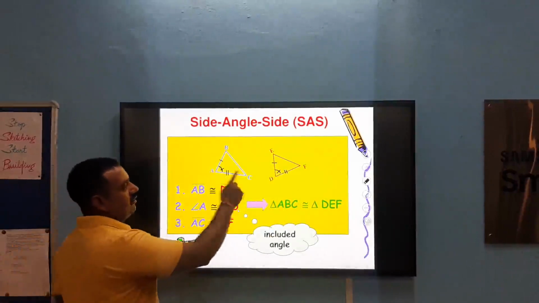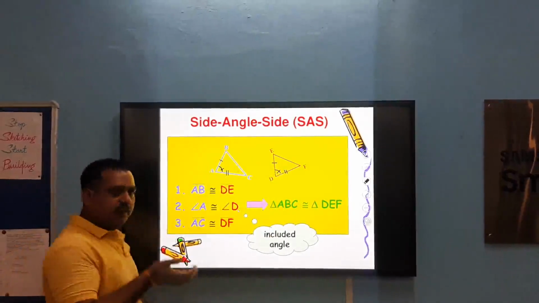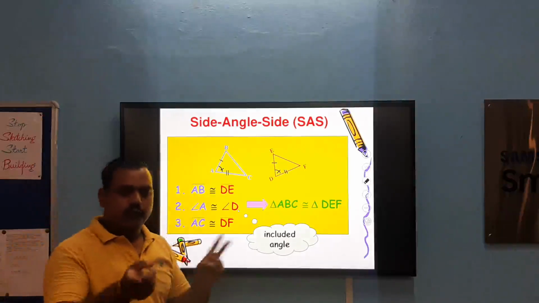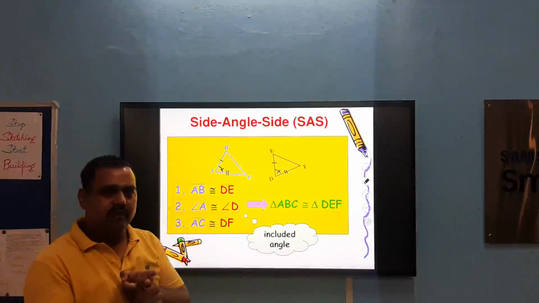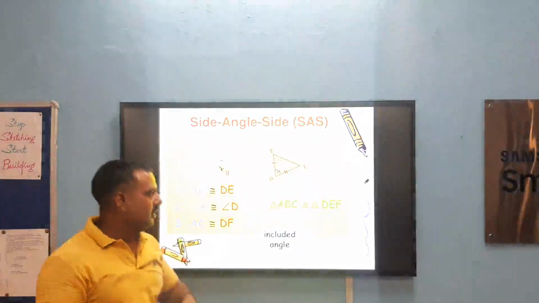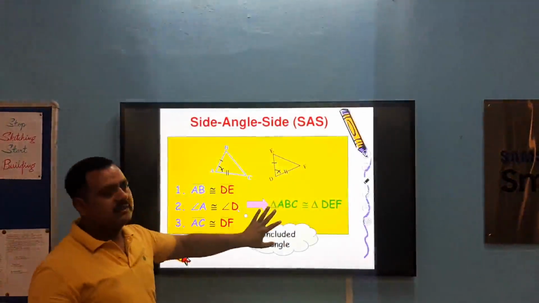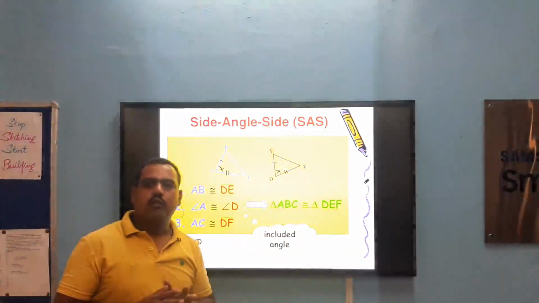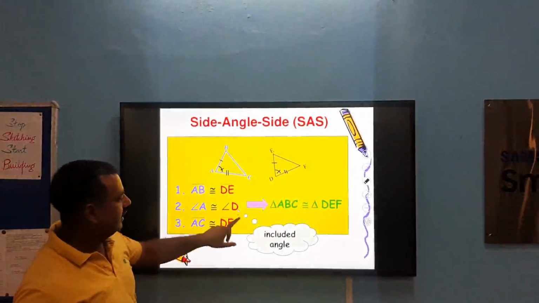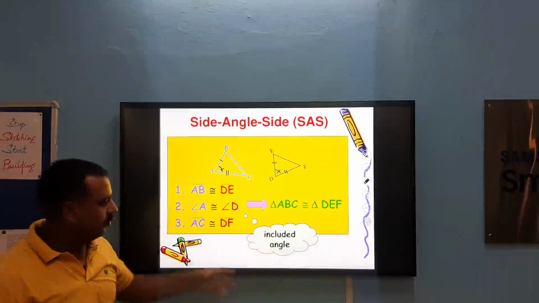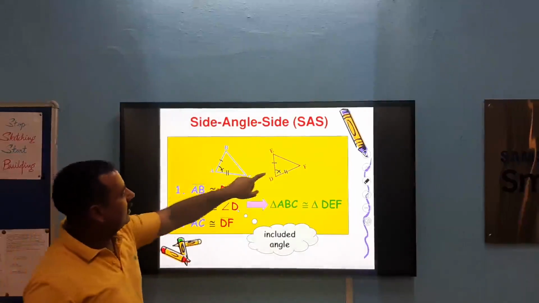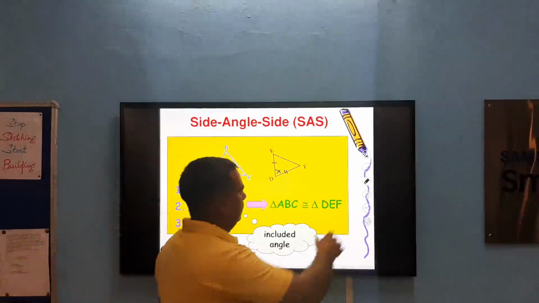So angle A is equal to angle D. If we have this type of combination, that we know 2 corresponding sides of 2 triangles are equal, and the angle which lies between the 2 equal sides is also equal, then we can say these 2 triangles are congruent to each other. Here angle A is equal to angle D, which is the included angle. Included angle means the angle which is between the 2 equal sides.